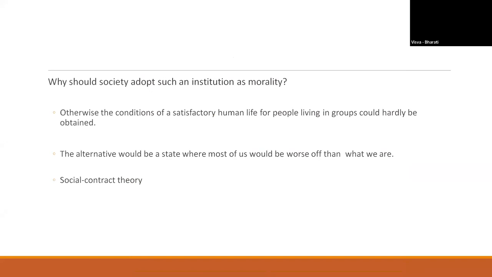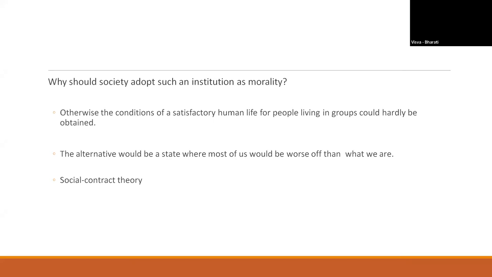Because otherwise, the conditions of living in a society are not attained. The other option, the option of not having any moral laws or conditions, is a state where most of us are not going to be better off than we are at the moment. If you know that you can do something without anybody looking, without anybody judging, that is good. But if everybody else can also do the same, then anybody can come and murder me at the moment. Anybody can do whatever they want, steal my things, whatever they want. I don't want that. So that is why we decided to enter into a contract with each other in order to live in a society.